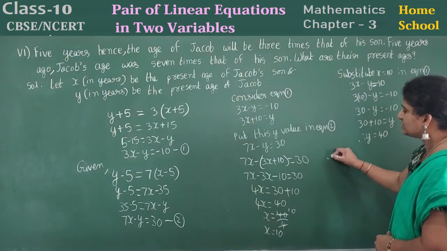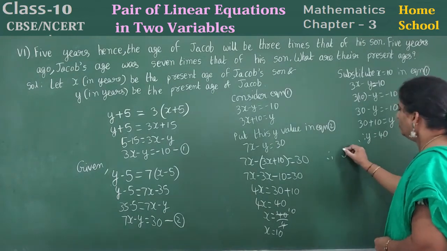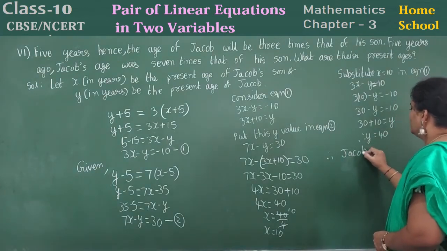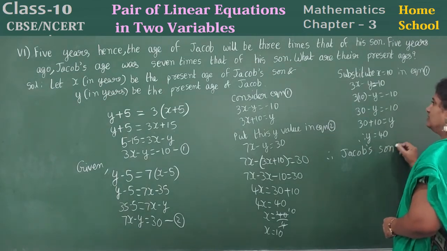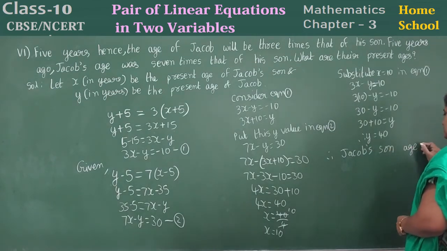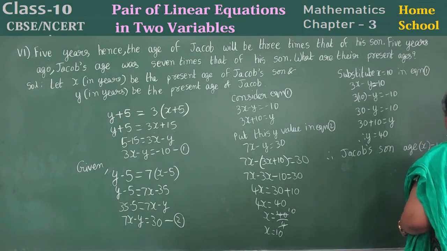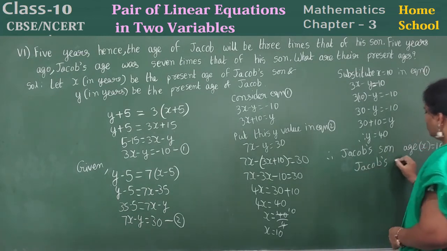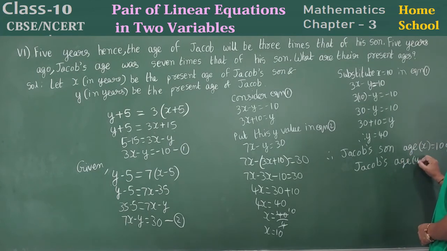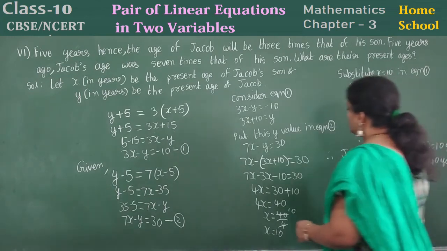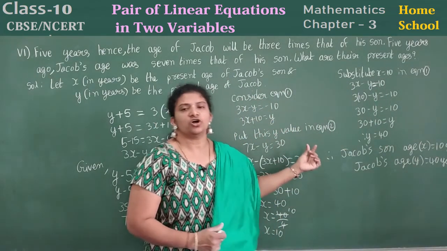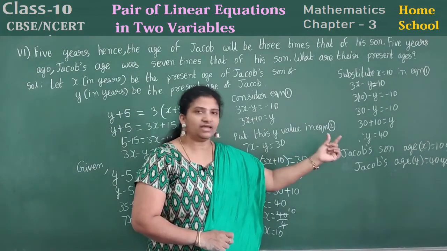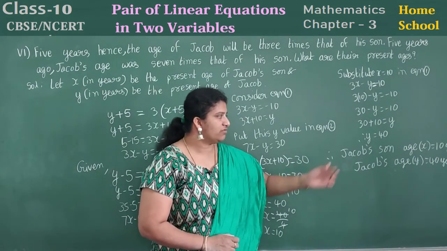So therefore, what you can say, children, finally, therefore, Jacob's son's age, that will be x is equal to 10 years, and Jacob's age is equal to, and this is what we are talking is a present age, children, that is 40 years. So finally, what you can say, Jacob's son's age is 10 years and Jacob's age is 40 years.